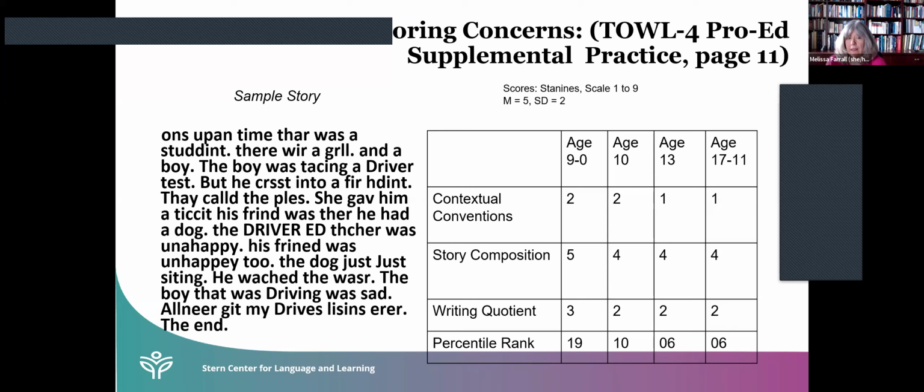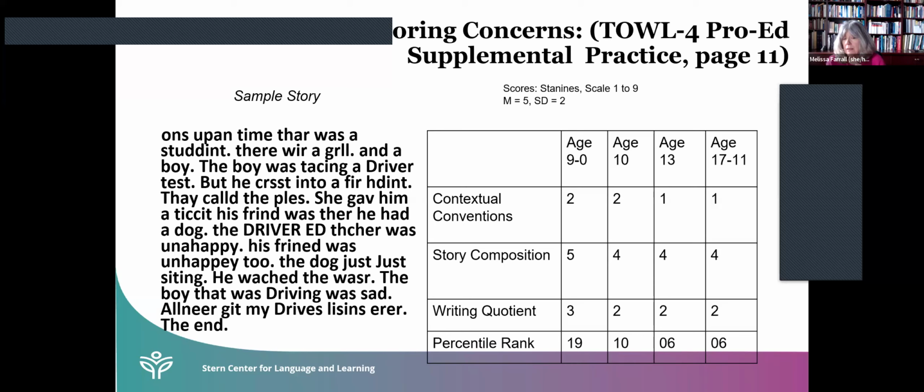We do have a beginning. We do have characters. I guess they show feelings, but it's not all in sequence, and it's not really well organized. She gave him a ticket. His friend was there. He had a dog. The driver teacher was happy. His friend was unhappy. The dog was just sitting. He watched the water. I would be really distressed if the students in my class who are in that average range were producing writing samples like this.